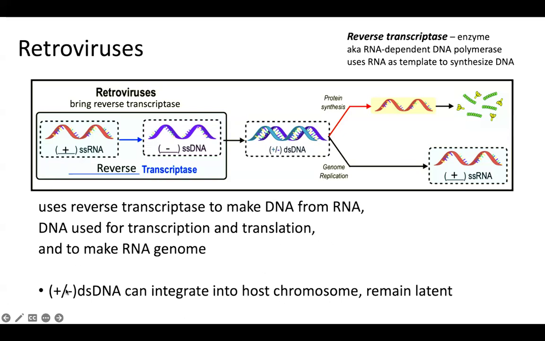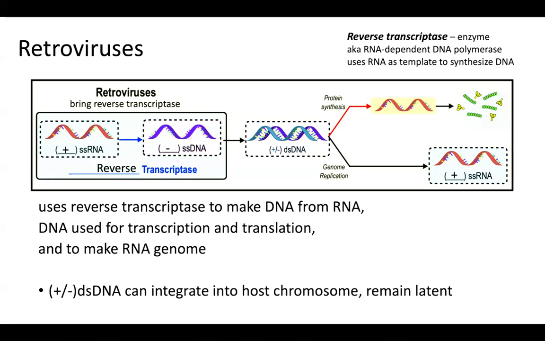Another important thing with retroviruses is that in this double-stranded DNA state, it can become integrated in the host genome. So it's not necessarily making copies of itself that are going to bud off of the cell. It could just remain latent and be copied as the cells go through their cell cycle and make copies of themselves.